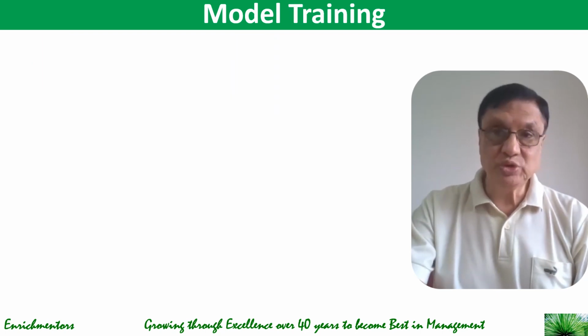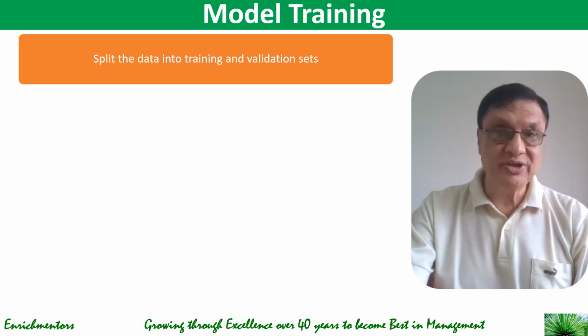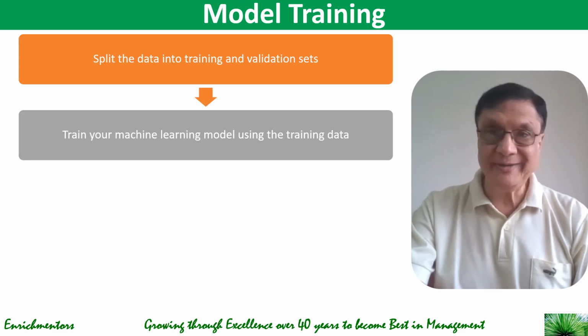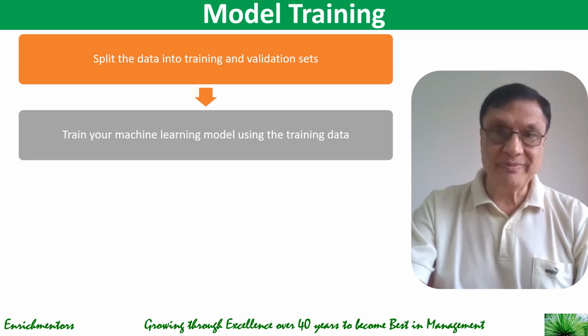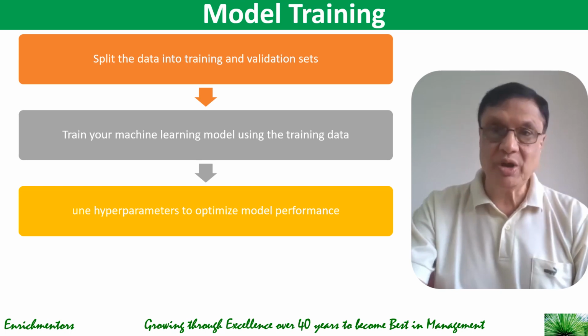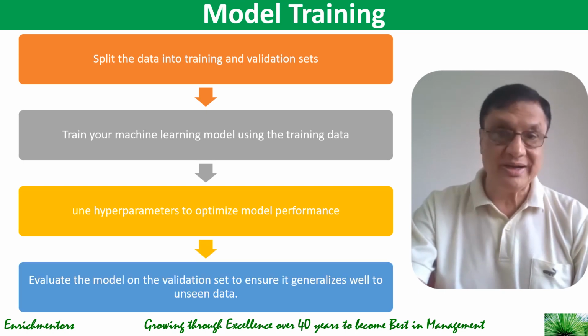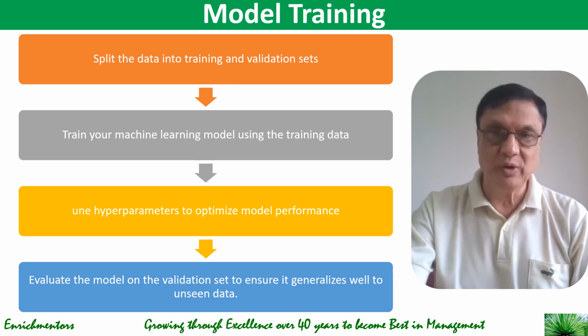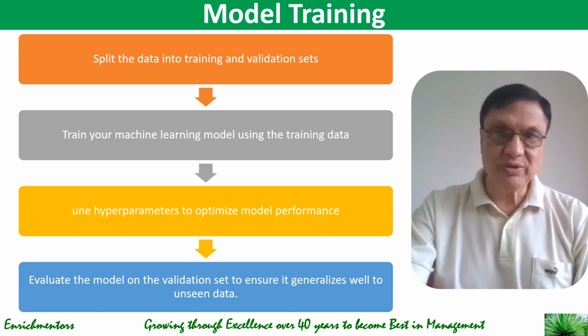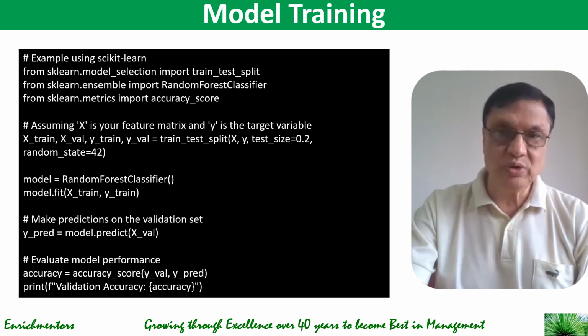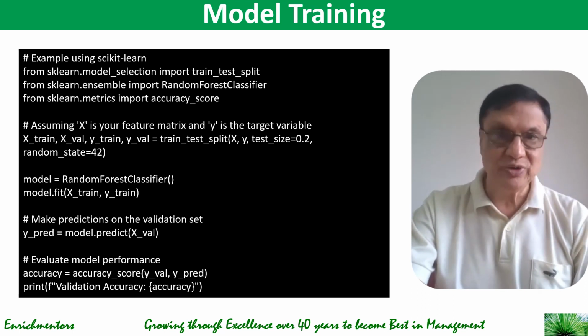Then you need to do the model training, in which you split the data into training and validation sets. Train your machine learning models using the training data. Tune hyperparameters to optimize model performance, and evaluate the model on the validation set to ensure it generalizes well on unseen data. And how can you do that? These are illustrative codes in Python that you can write to do the model training. Come back and take a look at this in greater detail by downloading the PDF file, and keep it for your future reference.